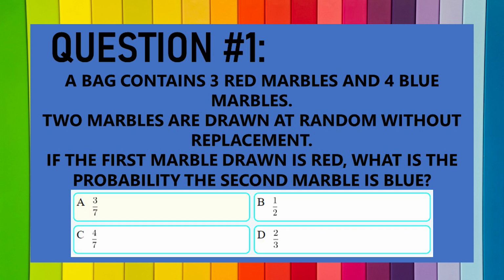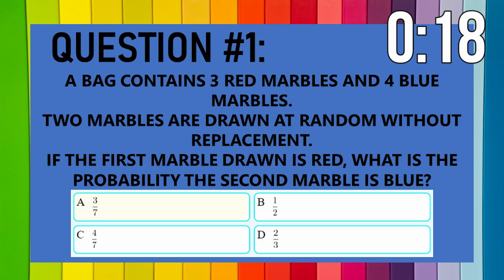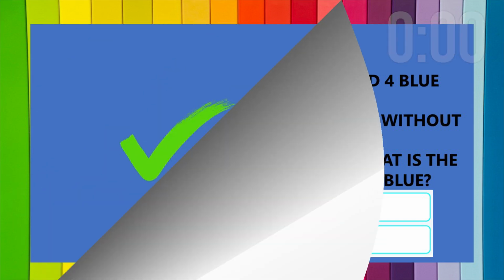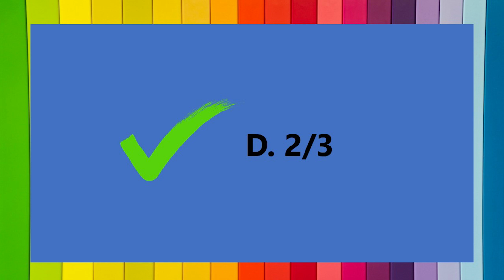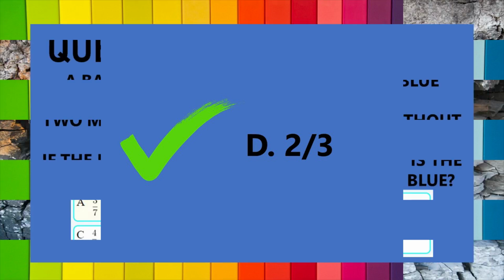Letter A, 3 over 7. Letter B, 1 over 2. Letter C, 4 over 7. Or letter D, 2 over 3. And the correct answer is letter D, 2 over 3.